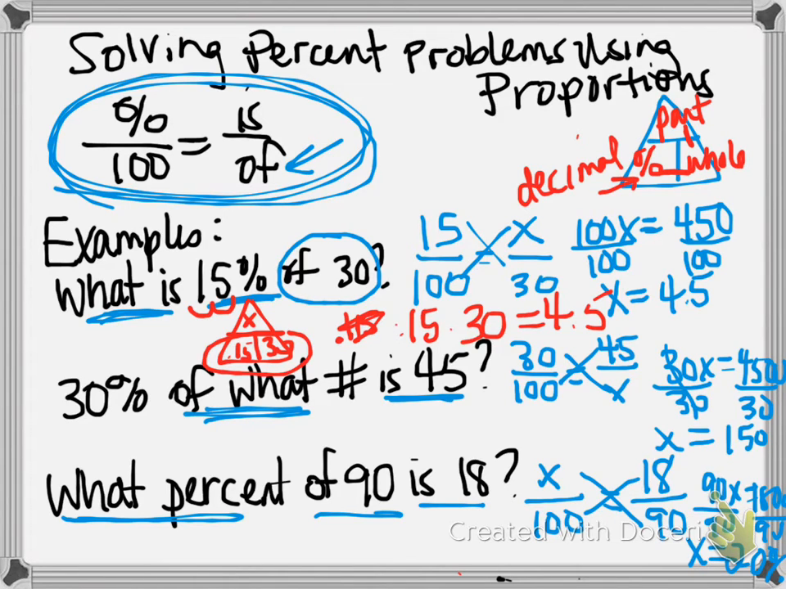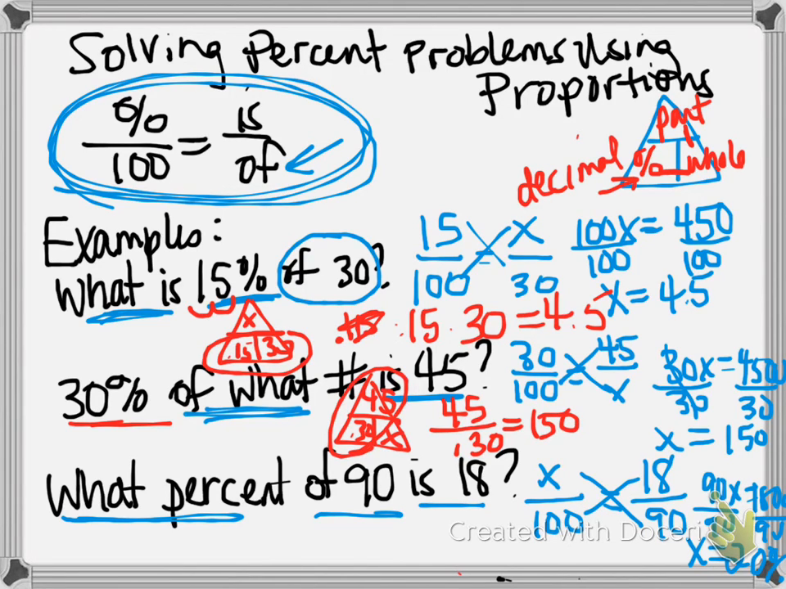The next one, if you set up your triangle, where do we have space? Okay, 30%, so 0.30 is 45. That's your part. Of what? You don't know that, that's your whole. You have these two, so you divide. 45 divided by 0.30 is 150.